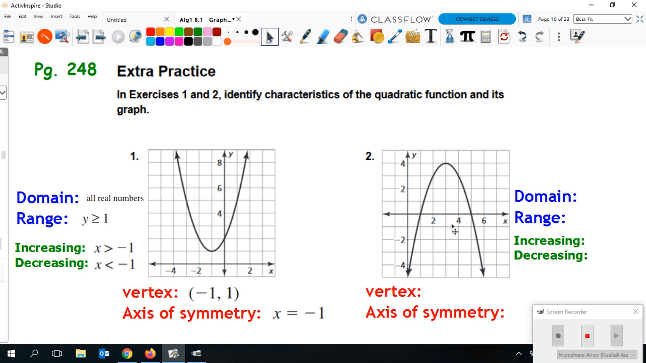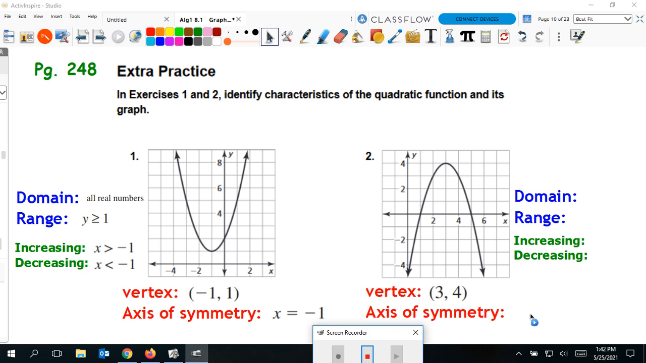Number 2, our vertex on this one, way up on the top, is a maximum point. The highest point would be your vertex. It's an ordered pair, (3, 4), that point right up there. X is 3, Y is 4. The axis of symmetry is going right through the middle of that, at 3, so x equals 3 is your axis of symmetry.